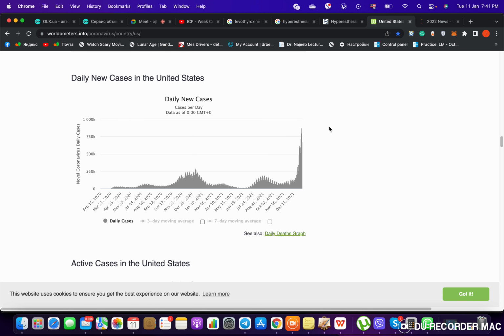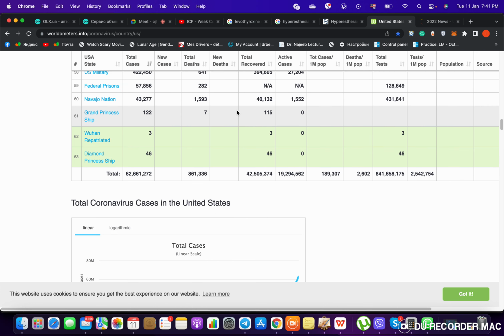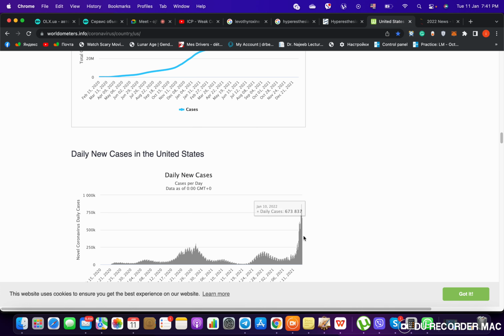Even for the US, which has a really good medical system, to have almost 1 million cases per day, this is a huge number. If you say even 1% hospitalized, this is a huge number. We are speaking about 9,000 people hospitalized each day, which is just a lot.